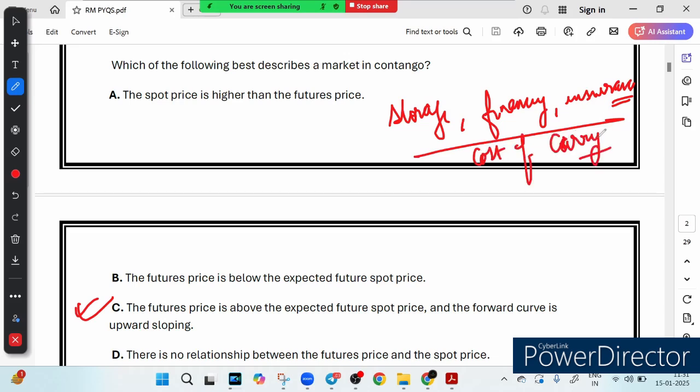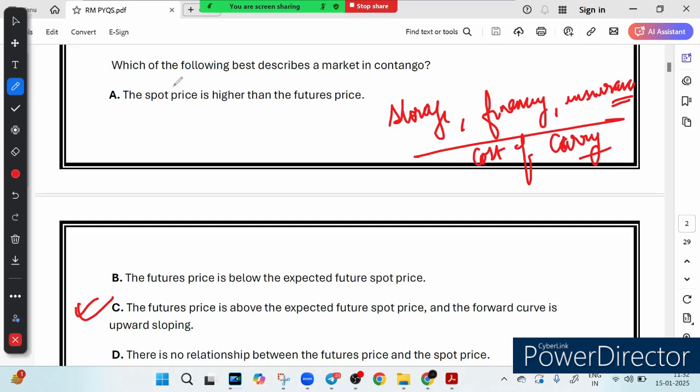Think of it like this. If you are buying wheat for delivery 6 months from now, the seller adds storage cost to the price because they have to store the wheat until then. That is contango for you. Again, I am repeating. If you are buying wheat for delivery 6 months from now, you will not receive it now. Rather, it will be delivered after 6 months. The seller adds storage cost to the price because they have to store the wheat till then. That is contango for you.